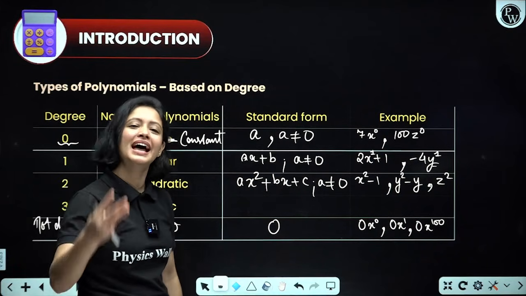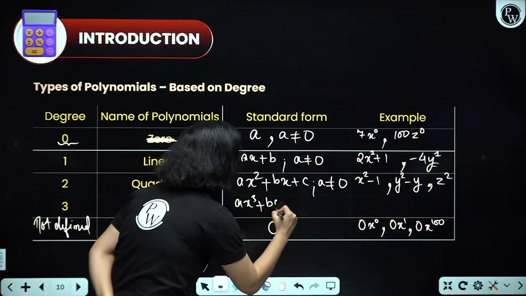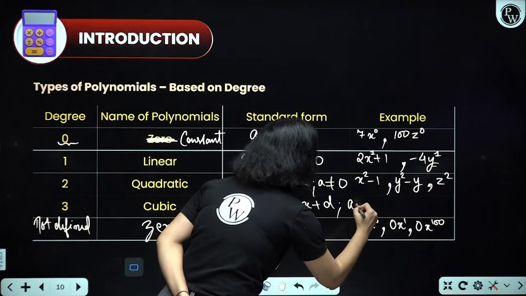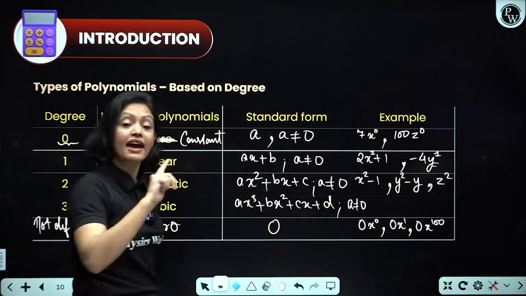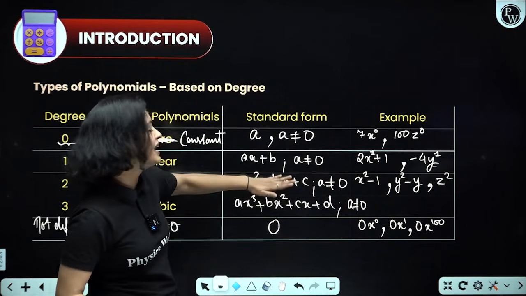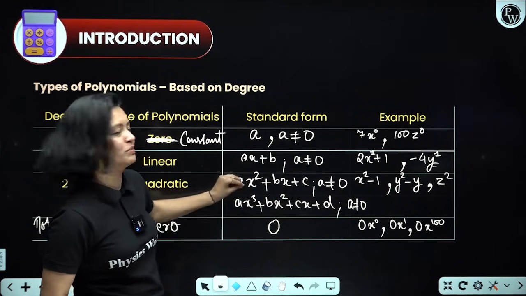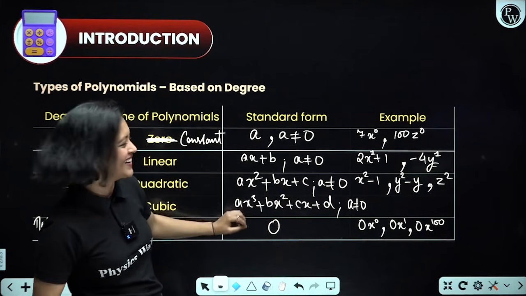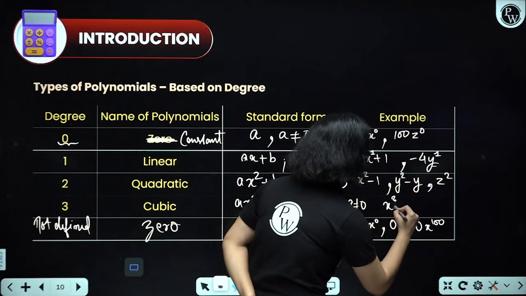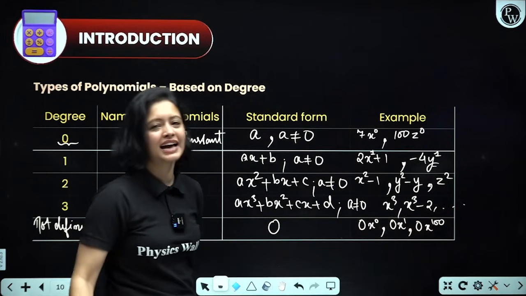Now, I hope you can write the standard form of a cubic polynomial. A cubic polynomial has degree 3 and its standard form is ax cube plus bx square plus cx plus d, where again the leading coefficient a cannot be equal to 0. Everything else can be 0, guys. For example, in a quadratic polynomial also, apart from a, anything can be 0. b can be 0, c can be 0, but a cannot be 0. Got it? You can write some examples for cubic polynomials also, x cube or x cube minus 2 and so on. Highest power should be 3.